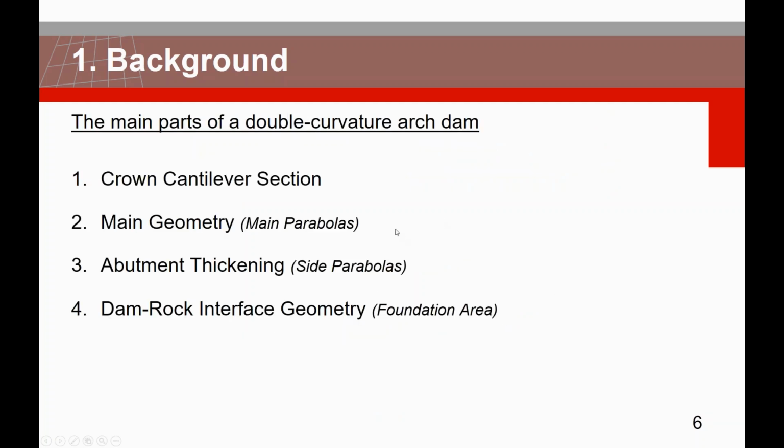And right now, when you have a double curved arch dam, you have a massive structure which has a very complicated geometry. And for this reason, we have to divide it into some parts so we can control its geometry much more efficiently. And these are the 4 main parts we divided our geometry into. First of all, we have the crown cantilever section. Then we have the main geometry or main parabolas, the abutment thickening or side parabolas, and the dam rock interface or foundation area. But let's take a closer look at each one of them.